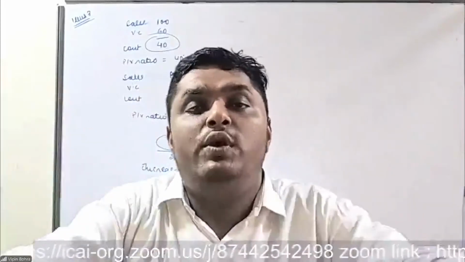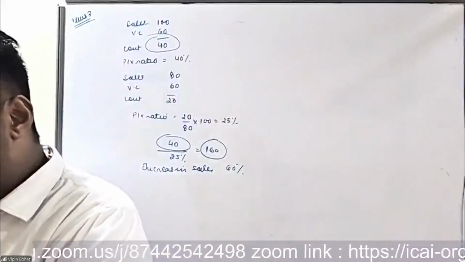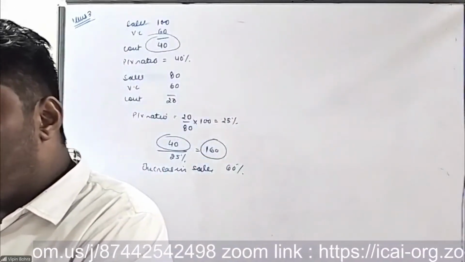So if the selling price is reduced by 20%, to offset or compensate this reduction, we have to increase the sales quantity by 60% to earn the same amount of profit. Hopefully, Preeti, your query is resolved. Still, if you have any doubts, you can please post your query.